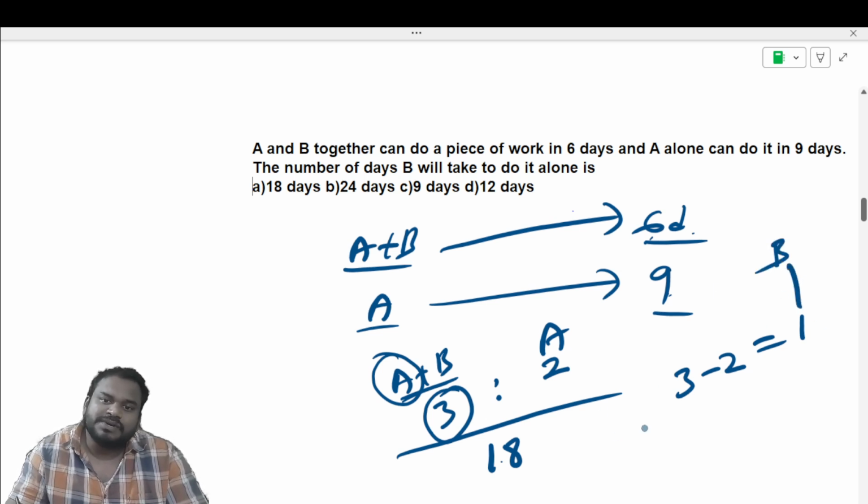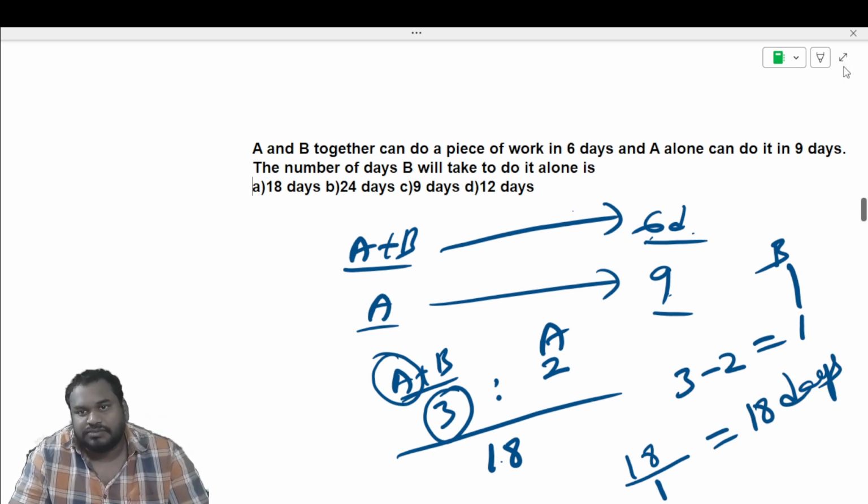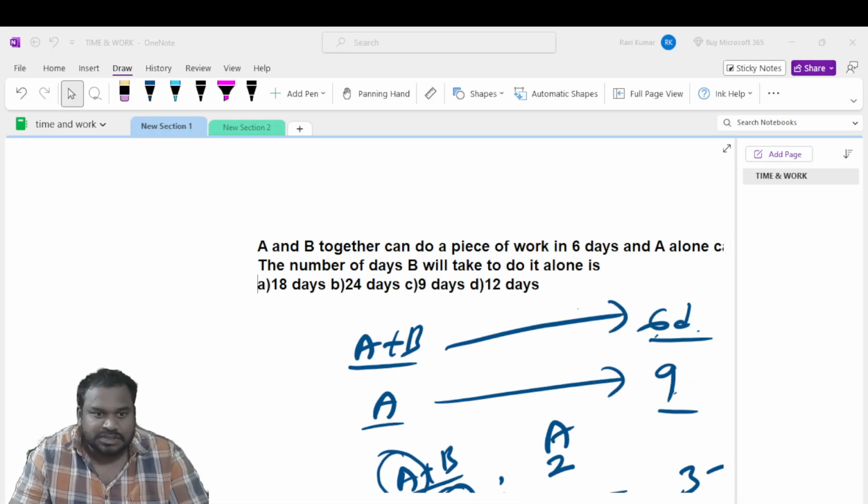If the efficiency of B is known, the total parts of work divided by its efficiency will give you the number of days B alone can take to finish the work. Like this you have to do it very fast.